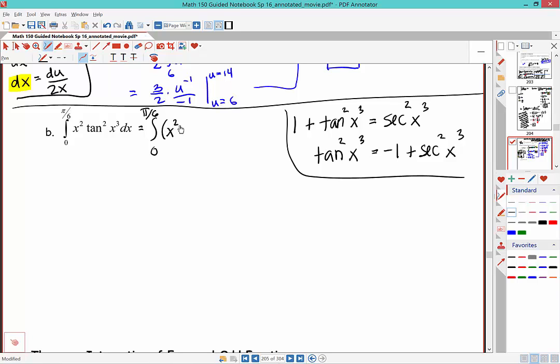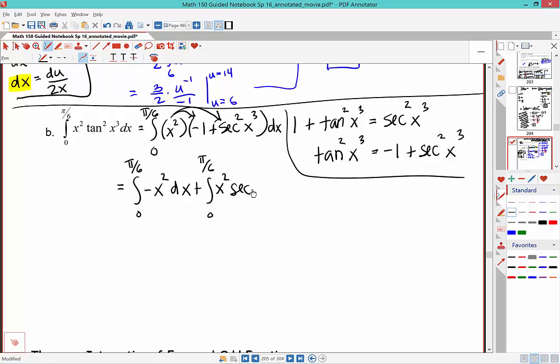let's see, x squared times negative 1 plus secant squared at x cubed dx. Now for this one, let's go ahead and split that integral, because you're going to find that we won't be having a u substitution for one of them. So x squared times negative 1 is negative x squared, with your dx still going along, and then you've got it going here as well. So this will be plus the integral from 0 to pi over 6 of x squared times secant squared at x cubed with respect to x.